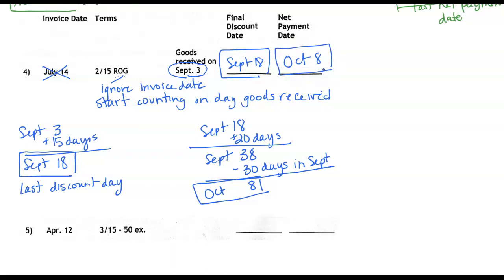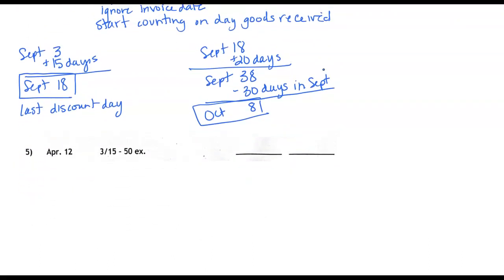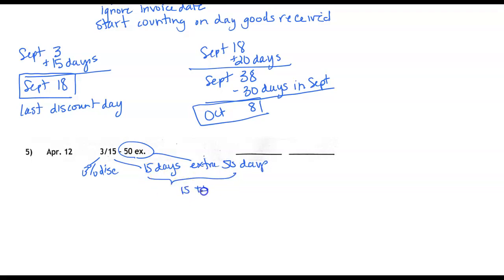Okay. We're going to do 2 more examples for this video. April 12th, 3/15-50X. So this says a 3% discount for 15 days. And this says we have an extra 50 days. Total here, 15 plus 50, we end up with 65 days for a discount.